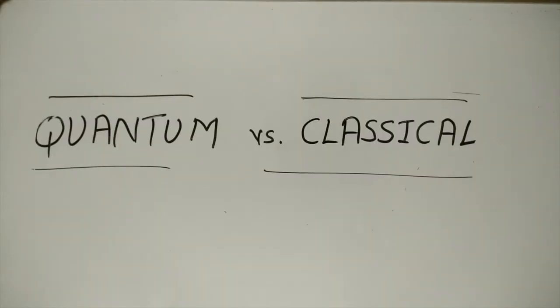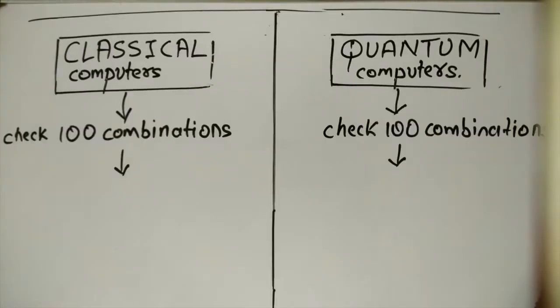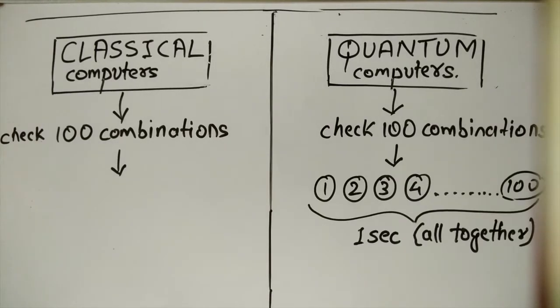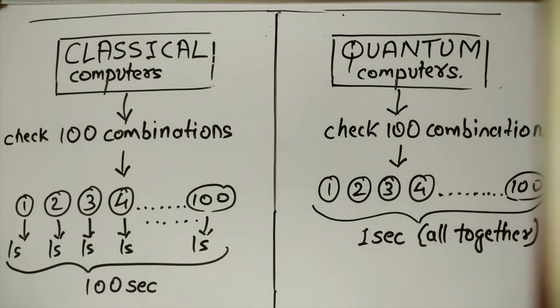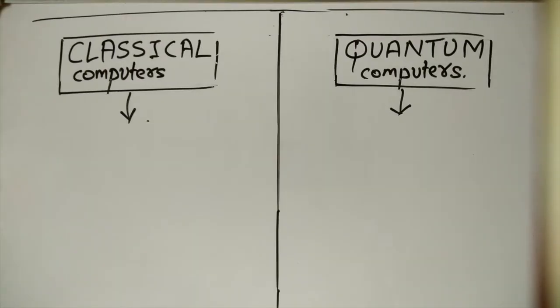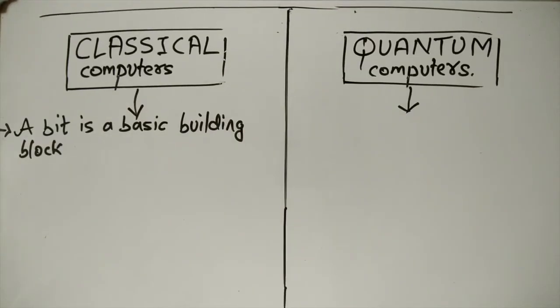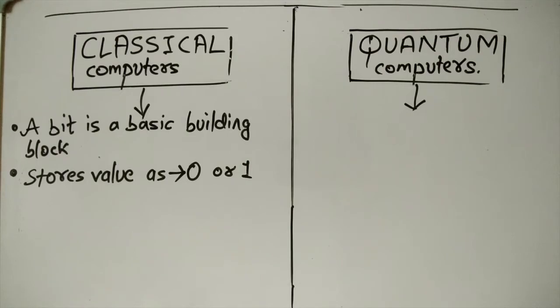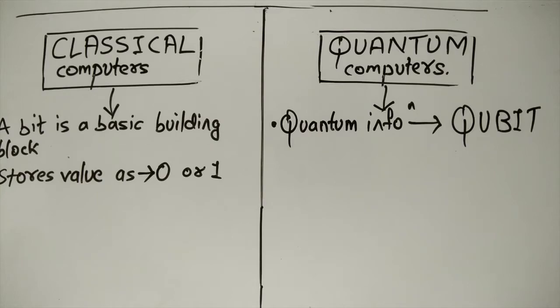Let's have a look at how quantum computers differ from a classical computer. The first point of difference has already been talked about in the previous example: if it has to check 100 combinations, a quantum computer would do it by checking all the 100 combinations together, whereas a classical computer would do it by ruling them out individually. Other differences: in a classical computer, a bit is the basic building block. Classical bits store information as 0 or 1, whereas in a quantum computer, quantum information is stored in a qubit.